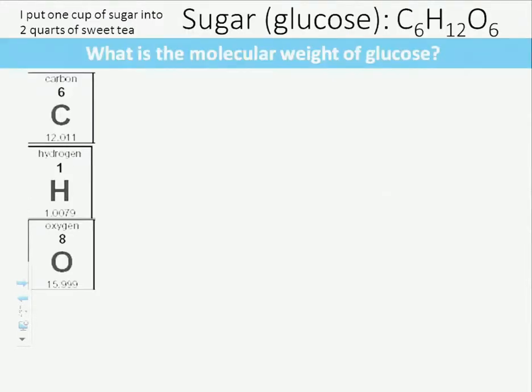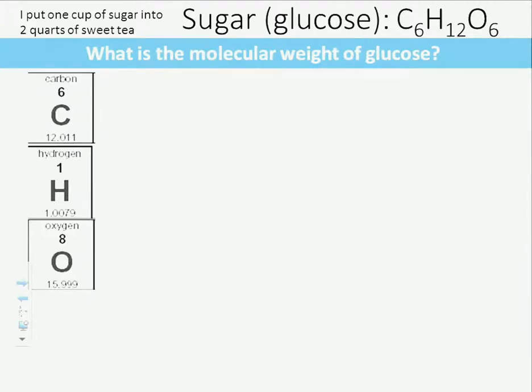We've got sugar. And I like to put 1 cup of sugar into 2 quarts of sweet tea. So for every 2 quarts of sweet tea I make, I normally put 1 cup of sugar into it. In answering the question then, we want to figure out what the molarity of my sugar is, because the higher the molarity, the sweeter it is, and the lower the molarity, the less sweet it is. So if we wanted to figure out the molarity of sugar based on the way I make it, I would follow through a bunch of calculations. To begin with, we have to start by asking the question, what is the molecular weight of glucose?